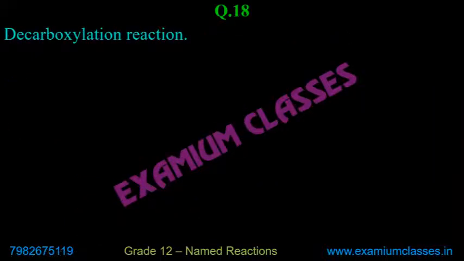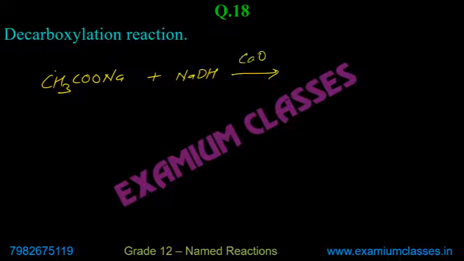Next, decarboxylation reaction. This is something you have done in 11th standard, that the salt of acids, say sodium acetate or sodium ethanoate, same thing, okay? When we get it reacted with soda lime. Now, soda lime is a mixture of NaOH and CaO, out of which NaOH reacts, CaO is catalyst. You get one carbon less hydrocarbon from this reaction.